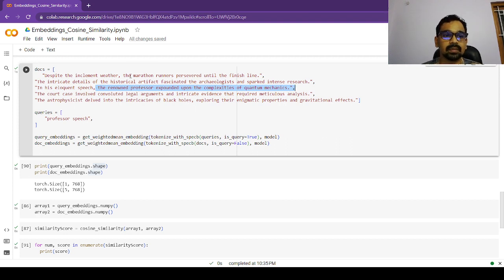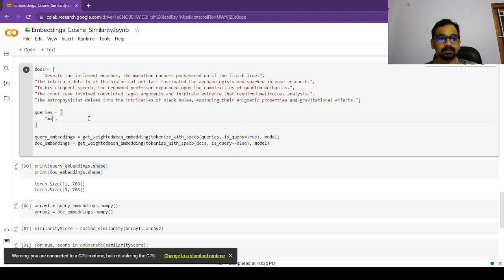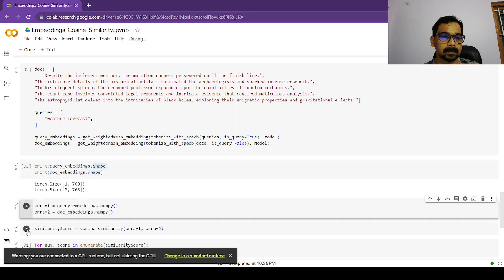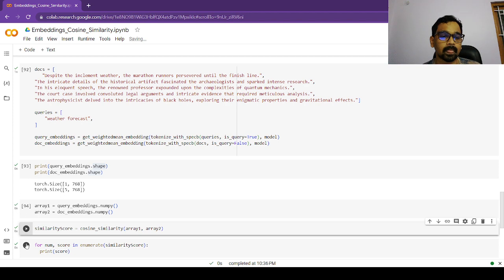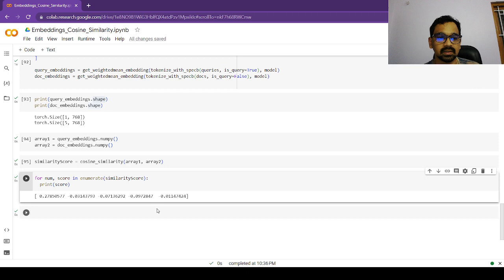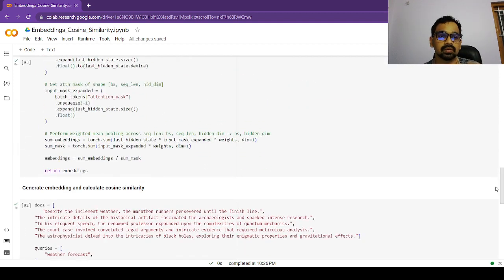Let's say we can give some input query related to the first one. It's like a marathon runner, finish line, something I'm giving, like weather forecast. And the similarity score for the first sentence should be higher when compared with the other 4 sentences. See, the other 4 are going in minus, whereas the first one is like 0.27. So among the 5, the first one is closer to our input query.